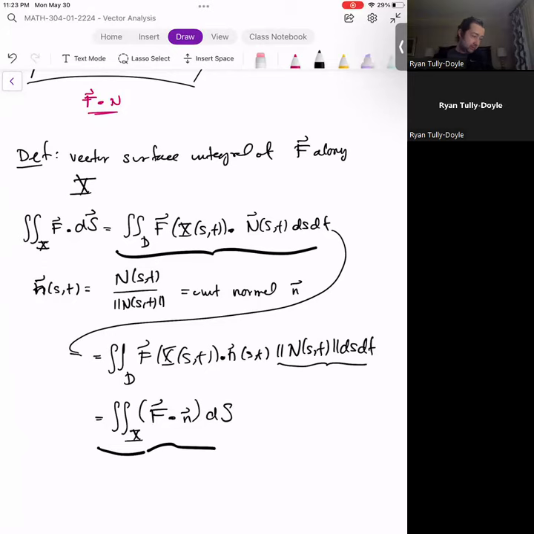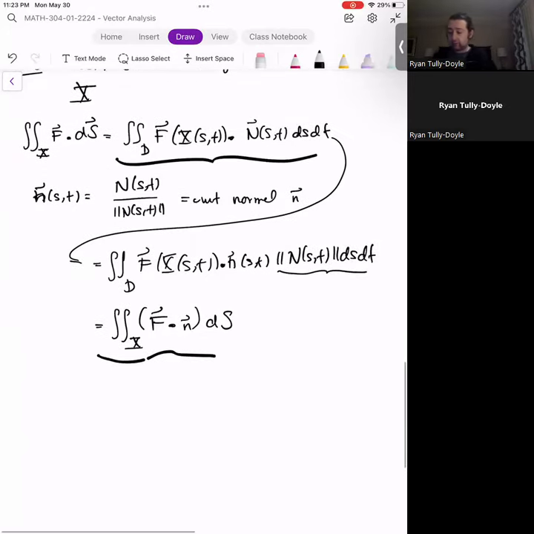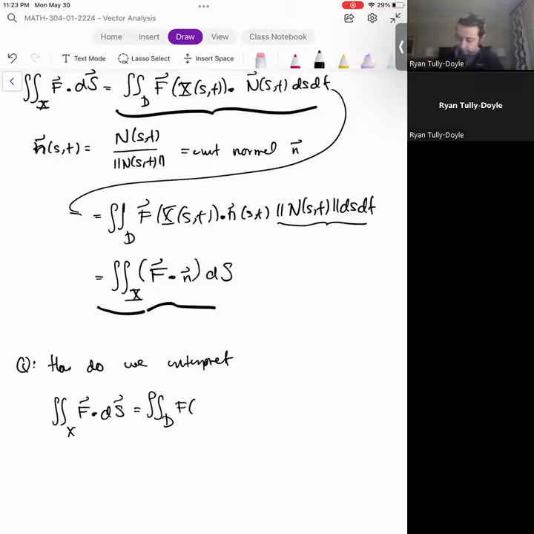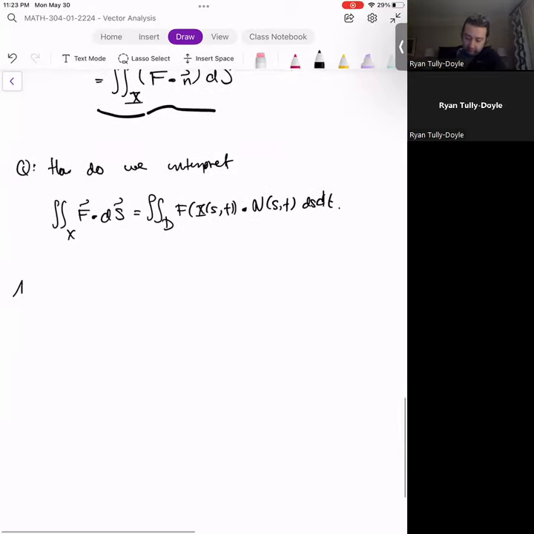And so one way of thinking about an interpretation for this, how do we interpret this? I mean, what does this mean? If I write down this, what am I doing? What am I adding up? What physical quantity can I relate this to? And the answer is we usually use the language of flux.